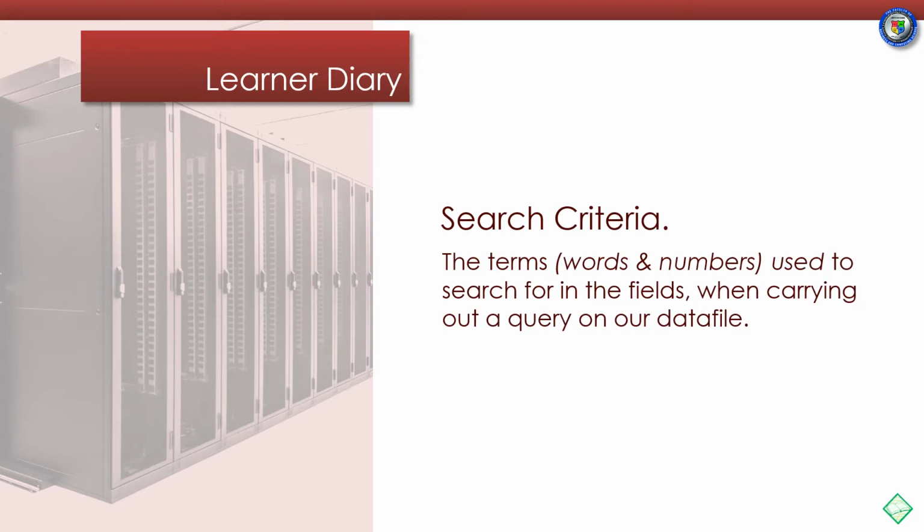Before we begin, let's look at a definition. Search criteria. These are the terms, the words and numbers used to search for in the fields when carrying out a query on our data file.